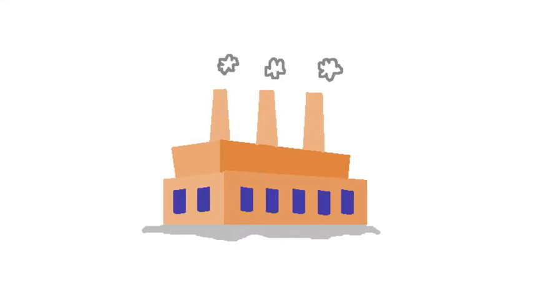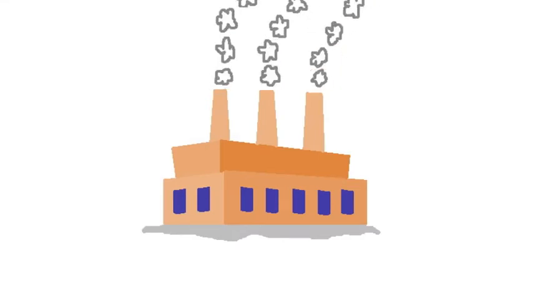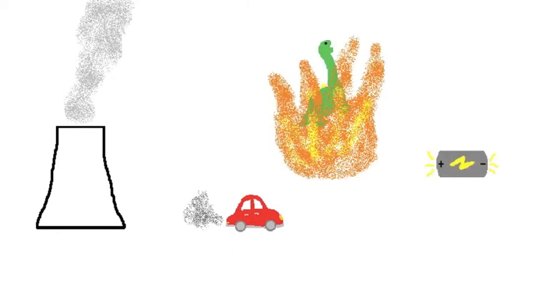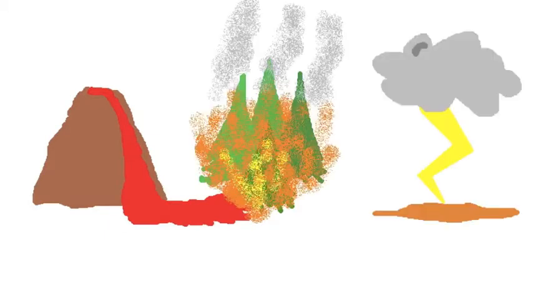Acid rain started way back during the Industrial Revolution when factories started emitting toxic fumes with no regulations. Now it's caused by many more factors, like power plants and cars, anything that involves burning fossil fuels and using electricity. Volcanoes, forest fires, and lightning strikes also add to man-made pollution.